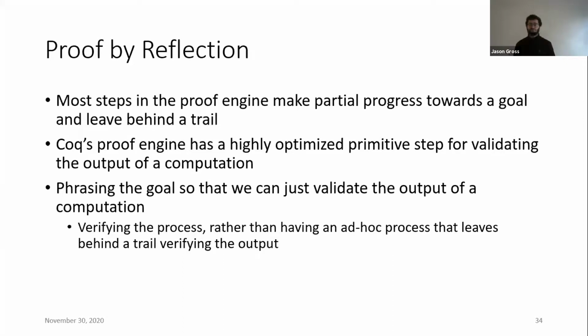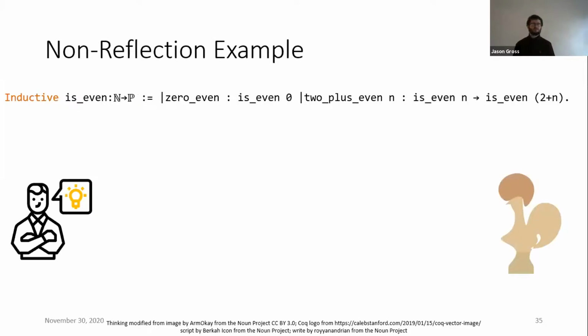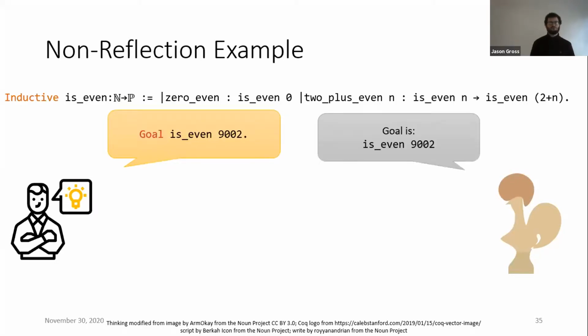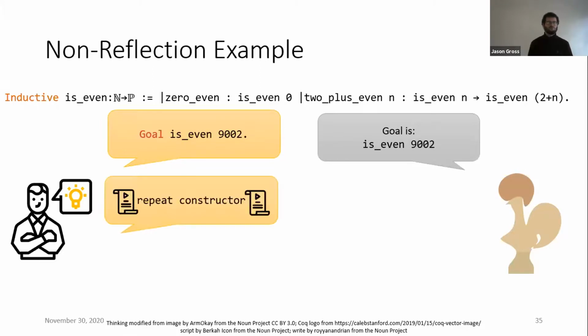As an example for reflection, I'm going to talk about proving evenness. You can have this inductive predicate that defines what it means for a number to be even, saying that 0 is even, and when n is even, 2 plus n is even. The workflow in the proof engine when you're not proving reflectively is that lightbulb man over here will say, my goal is to prove that 9002 is even. Coq will say, OK, that's a valid goal. Here's your goal. Lightbulb man will write a proof script, for example, repeat constructor. And Coq will spend a long time running it because 9002 is a very big number. It is over 9,000.